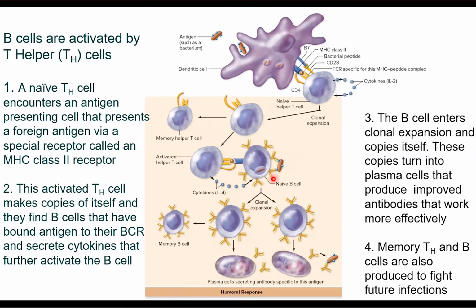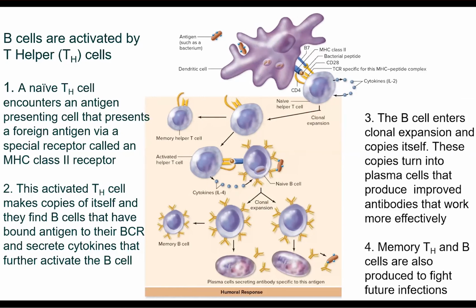So here we have that B cell that's bound antigen, in this case a bacteria, to its B cell receptors. Up above, a naive T helper cell is being activated by a professional antigen presenting cell, also known as an APC. So this is the APC here, and this is our T helper cell.